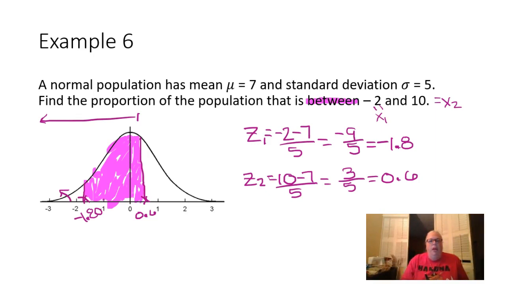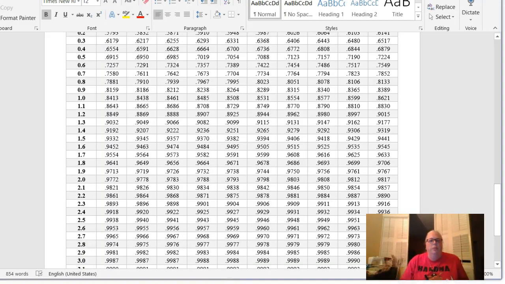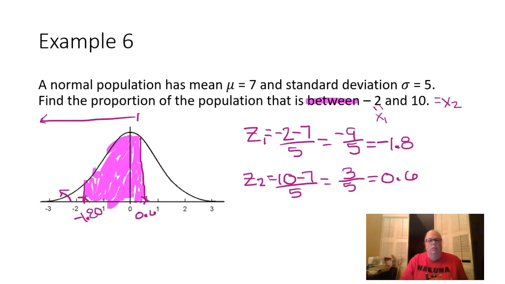All right, so let's bring up table A2, and we'll start with 0.6, since I'm already over here in the positives. 0.6 is right here. The area is 0.7257.